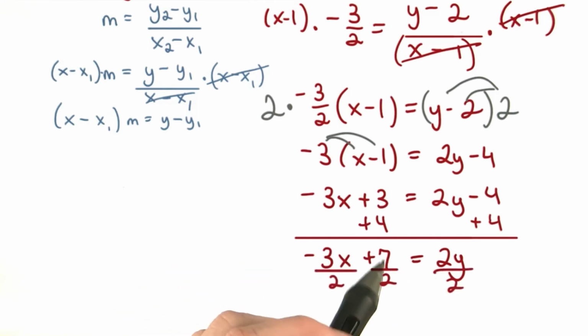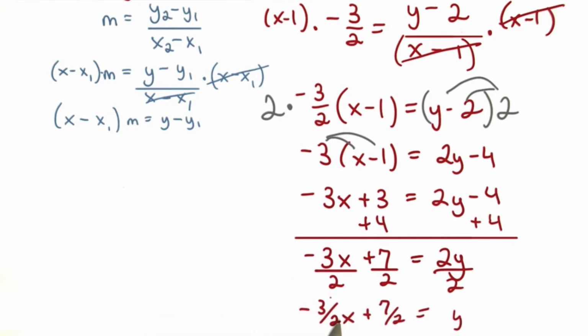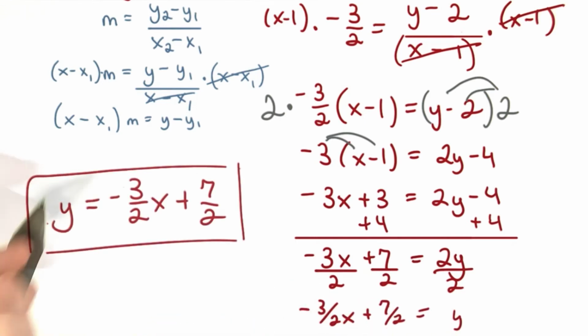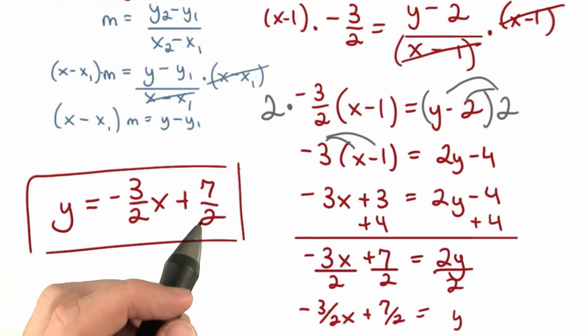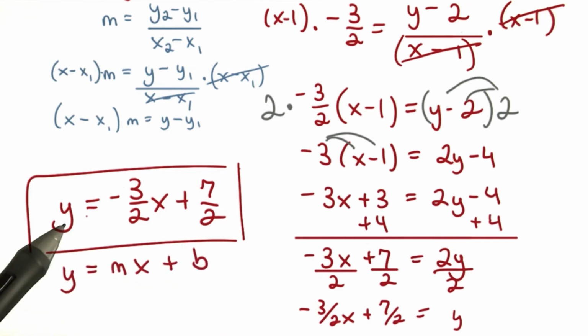Finally, we divide each term by 2, and we get y is equal to negative 3 halves x plus 7 halves. This is our equation in slope-intercept form. Notice I've just written the y on the left side and this expression on the right side. Here's my equation. There's also a quick check here.